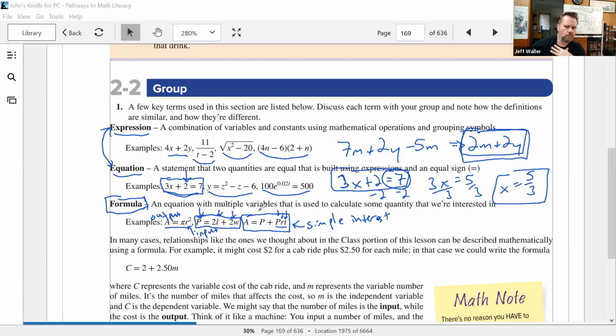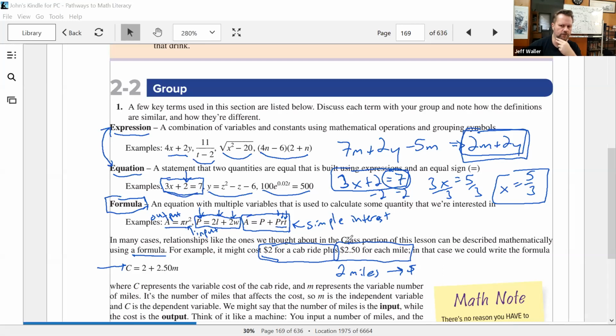Okay. So this is a formula, but it's not like a standard formula. It's a formula for a very specific situation. If it costs $2 for a cab ride plus $2.50 for each mile, then let me ask you this. If I rode in this cab for 2 miles, how much money would I have to pay in total?